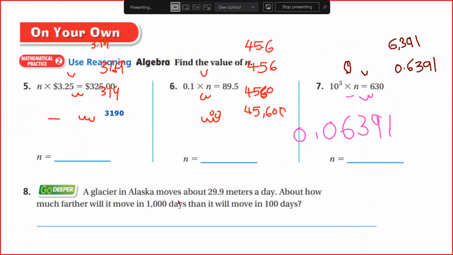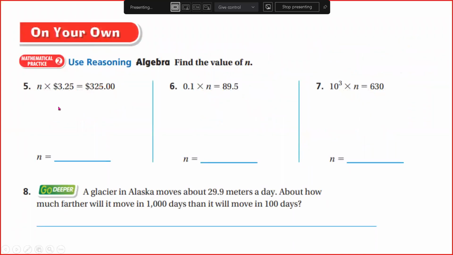Now, here, I want you to tell me the value of n. n times 3.25 is 325. So look at me here. How do you solve it? First, you will ask yourself, look at the original number and look at the new one. Where are the decimal points? Is it going to the right or to the left?